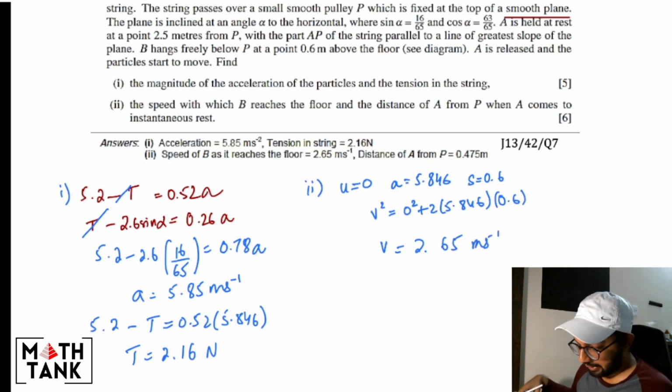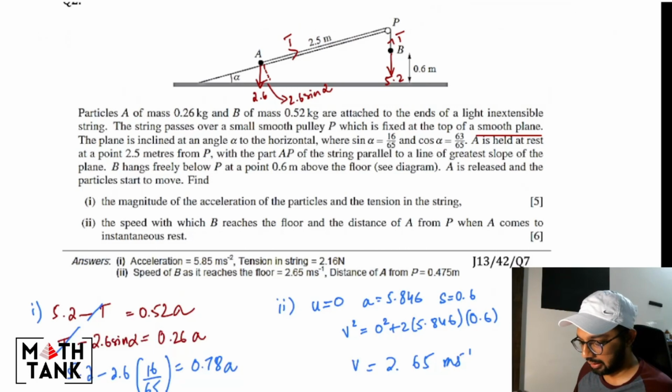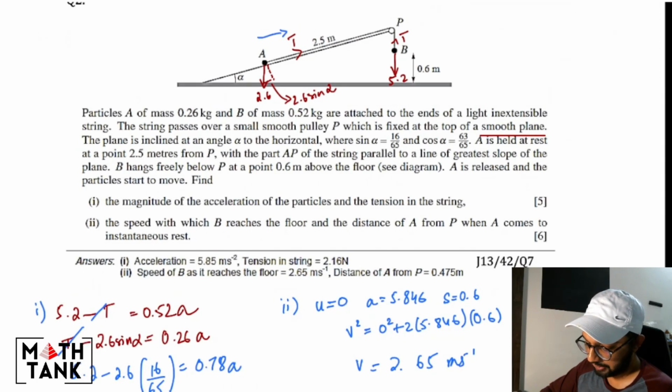Then it says, and the distance of A from P when A comes to instantaneous rest. Now again, what I need to understand is that P has traveled forward, A has traveled forward, and that is 0.6 meters, the distance that P has gone down. It has moved the same distance, but A is not going to stop there. What is going to happen to A is when the system breaks, it again starts decelerating like it was in the previous question. This time gravity is pulling it down.